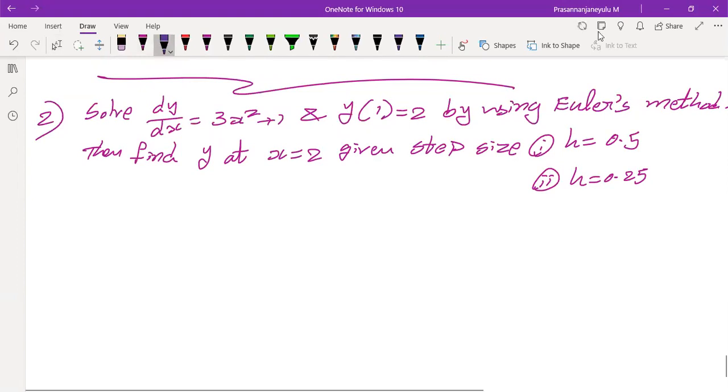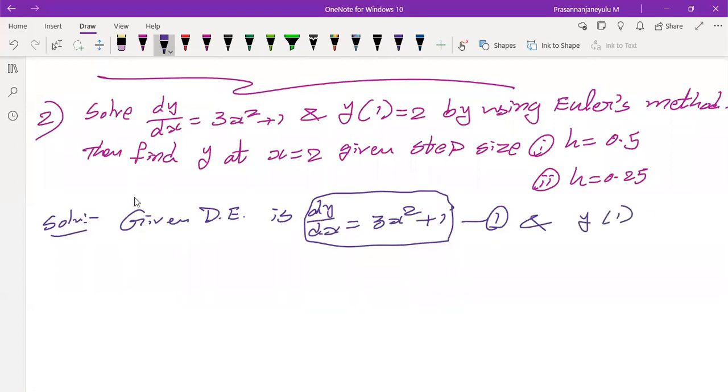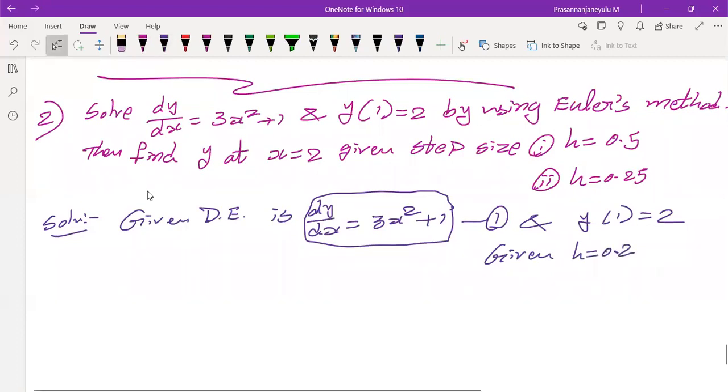The solution will be, what is the given differential equation? Given dy by dx is equals to 3x square plus 1. Take it as equation number 1, and also provided y of 1 equals 2. Also, given h equals, second condition I am explaining, h equals 0.25. So h equals 0.5, you have to do 0.25 h equals.